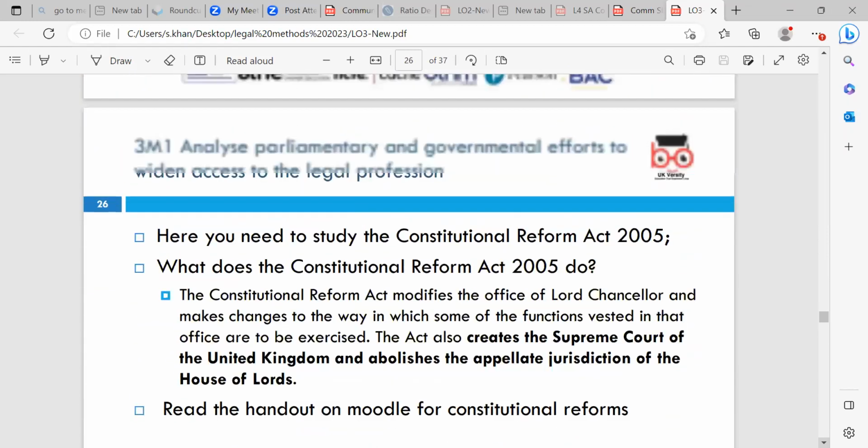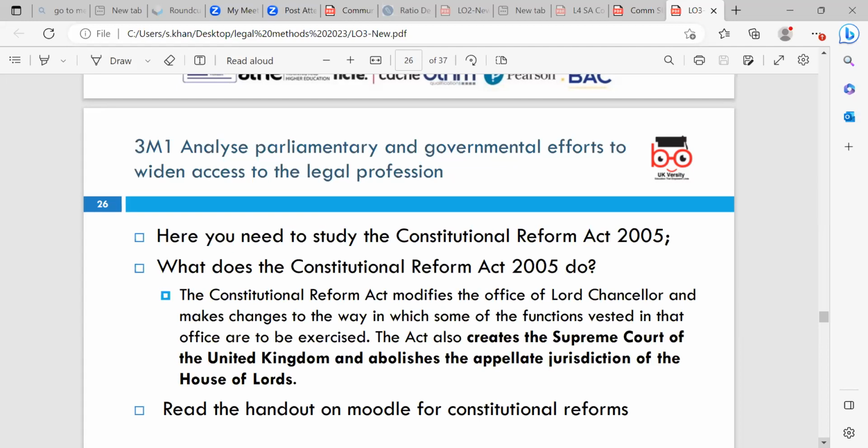3M1, so this is additional: to analyse parliamentary and governmental efforts to widen access to the legal profession. Here you need to study the Constitutional Reform Act. What does the Constitutional Reform Act do? The Constitutional Reform Act modifies the office of the Lord Chancellor and makes changes to the way in which some of the functions vested in the office are to be exercised. The Act also creates the Supreme Court of the UK and abolishes the appellate jurisdiction of the House of Lords.